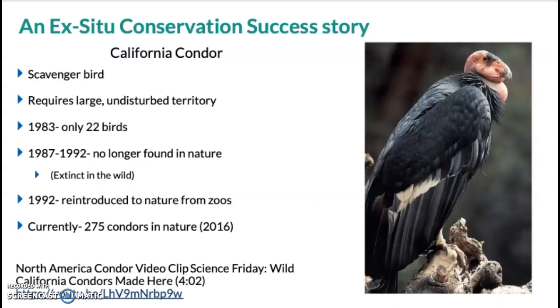An example of ex situ is the California condor. This is a large scavenger bird that needs a lot of territory. In '83, there were only 22 birds. In the late 80s to early 90s, they were extinct in nature, which means they were in captivity, but no natural populations. They were reintroduced in 1992, and now the most recent data from 2016, there are 275 birds in nature.